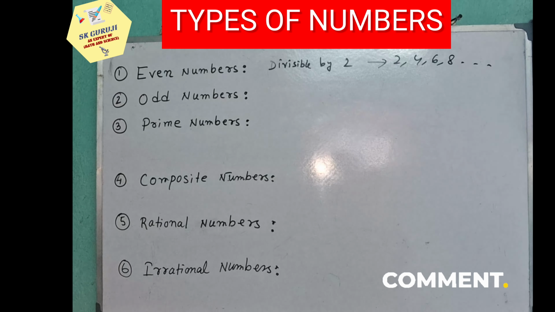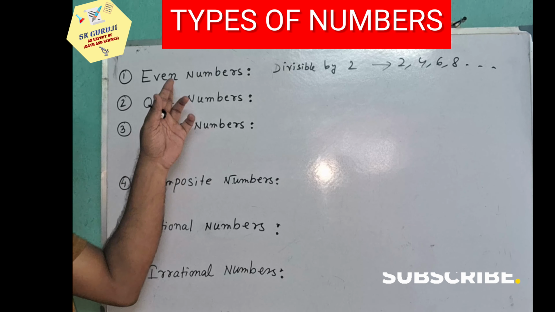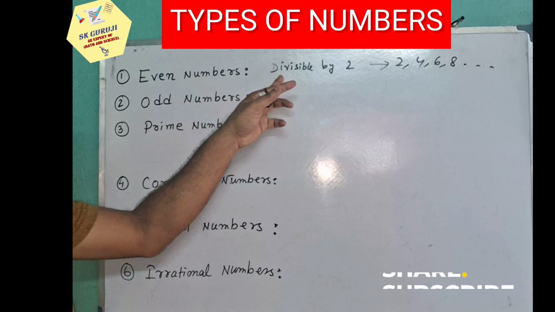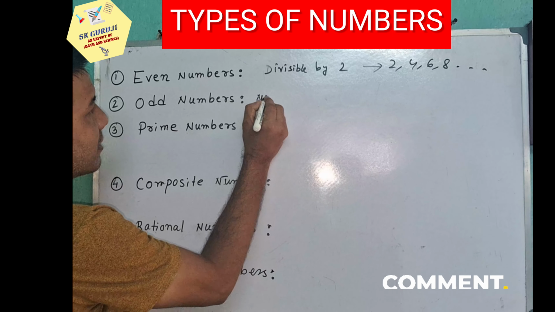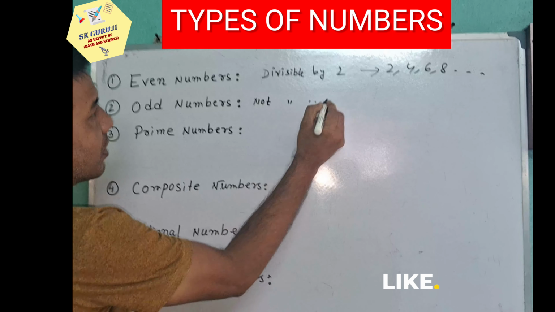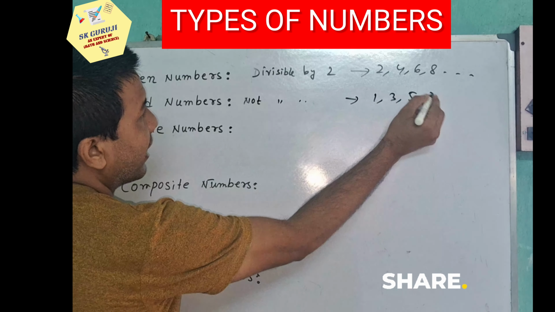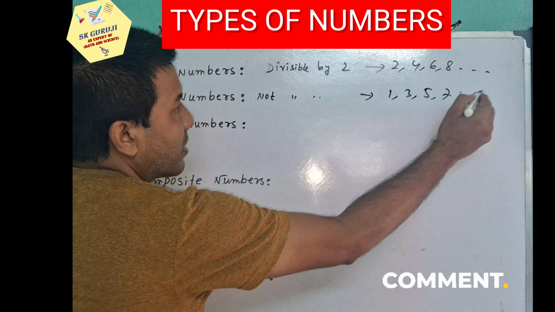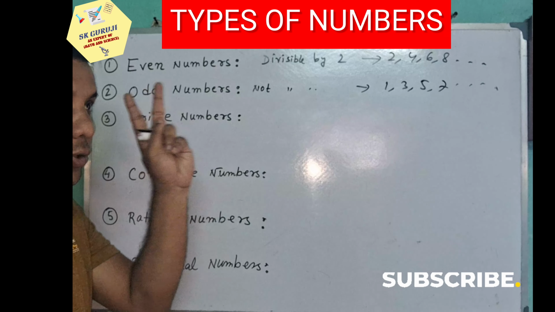And next one, odd numbers. In the same way, we learned earlier that even numbers are divisible by 2, and here they would be not divisible by 2. That means not divisible by 2. Examples: 1, 3, 5, 7. Such numbers are called odd numbers. The numbers that cannot be divided by 2.